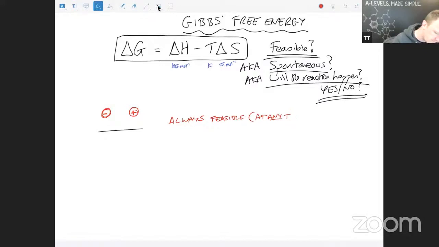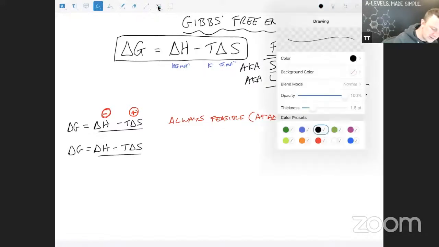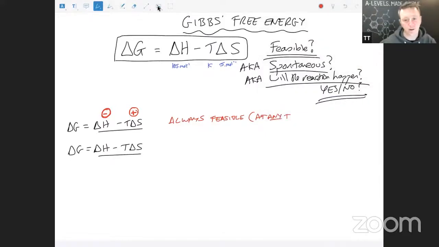What happens if, oh, poo. Undo. Delta G equals delta H minus T delta S. Let me write that again. Now, what will these be if there's a reaction that is not feasible at any temperature? For delta G to always be positive, we take a positive delta H, so we've got an endothermic reaction, and we take away a negative number, in other words a decrease in entropy. This is never feasible at any temperature. Does that make sense?